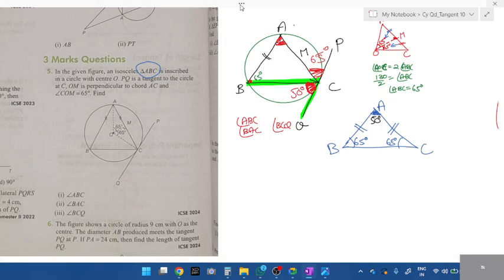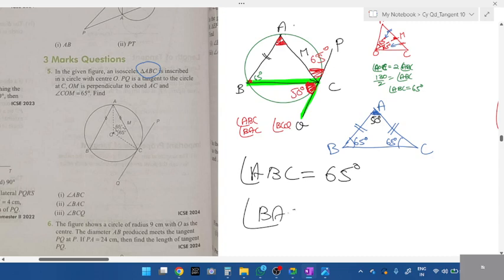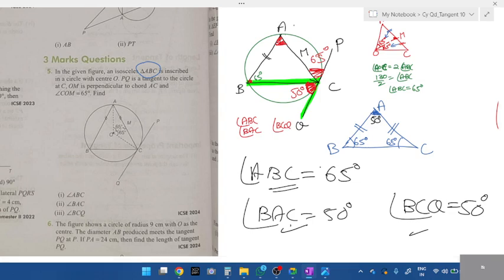Can you tell me the answers, students? What are the answers we got? What was angle ABC? ABC was 65 degrees. BAC 50 degrees. BCQ is 50, correct? BAC is also 50. Yes, right. And angle ABC is also 65. Did you understand how to solve? We will do it step by step, students. Step by step.